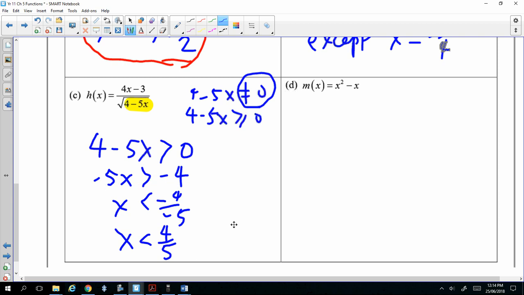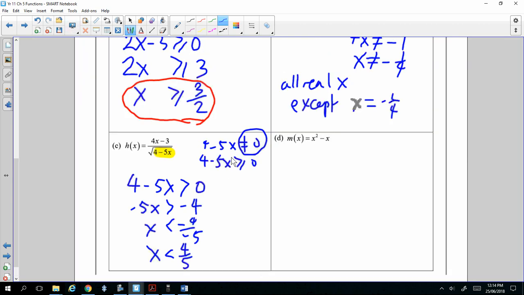Good. How about the next one? What's the domain? Anyone want to try? What's the domain for the next one? Well, ask yourself, is there any number I can't substitute into this formula? No. Does that have a square root? Does that have x in the denominator? It means it can do anything. So all real x. Do you understand?